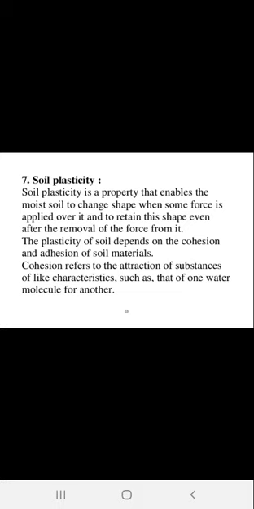So the next is soil plasticity. What is soil plasticity? From the word, you can tell it is the plastic behavior of the material. Soil plasticity is a property that enables moist soil to change shape when some force is applied over it and to retain this shape even after the removal of the force. Whenever a load is applied on the soil, there is a small change in volume. When it is removed, the soil regains its shape without any deformation. That behavior of soil is called soil plasticity.